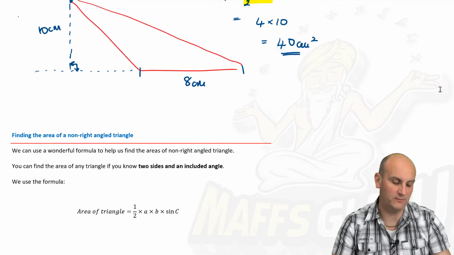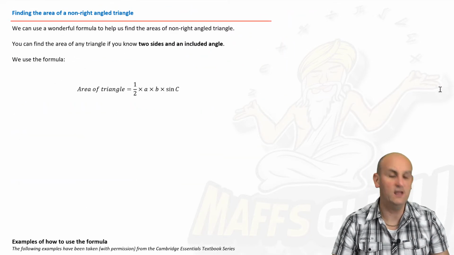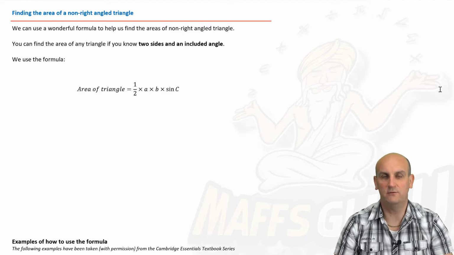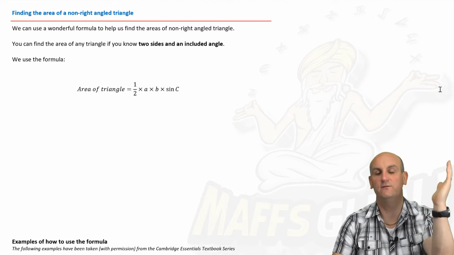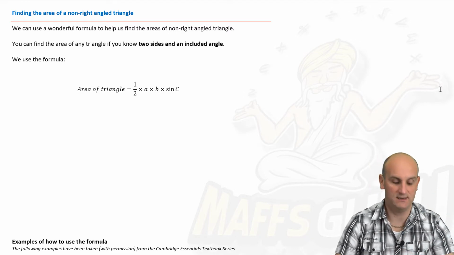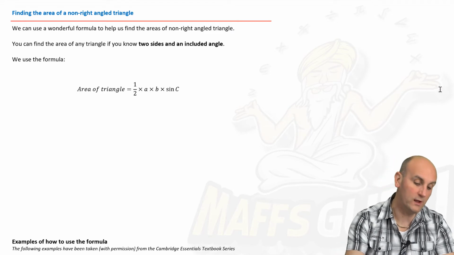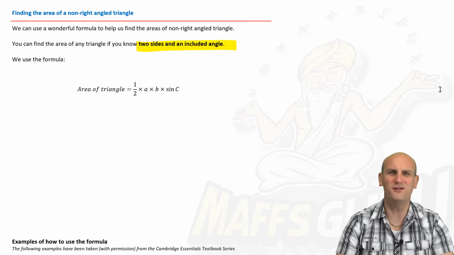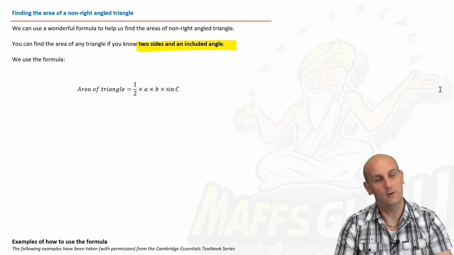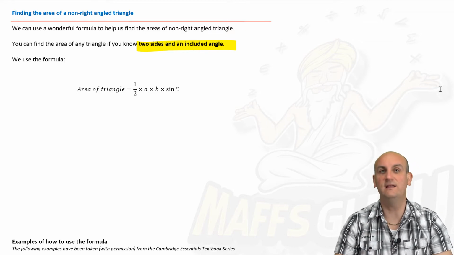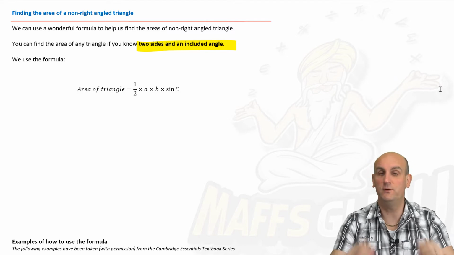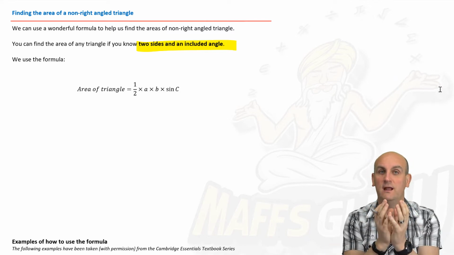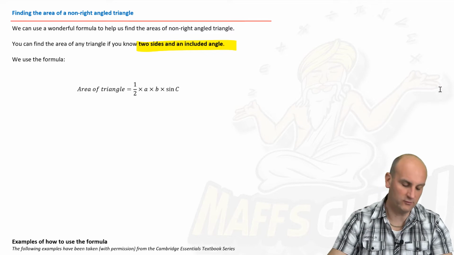But now, ladies and gentlemen, we now move on to the idea where we have a non-right angled triangle, or in fact, we're not given the base and the height connected by a right angle. What we are given is 2 sides and an included angle. Hold on a moment, that sounds like the cosine rule. Oh yes, it really is exactly the same idea as a cosine rule. If you have 2 sides and the included angle, you can find the area of that triangle.